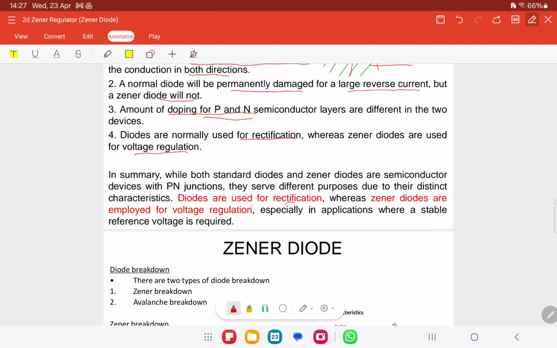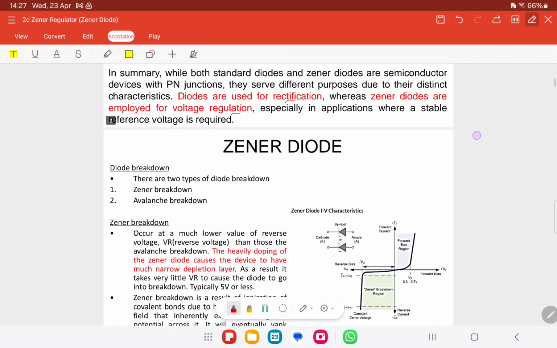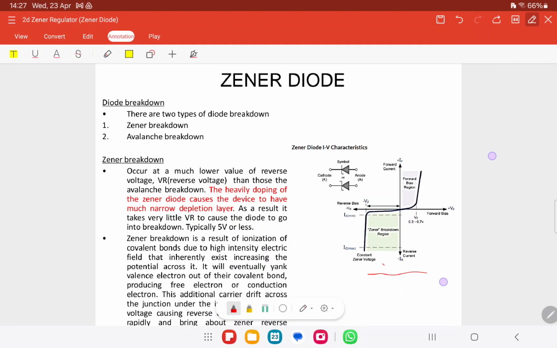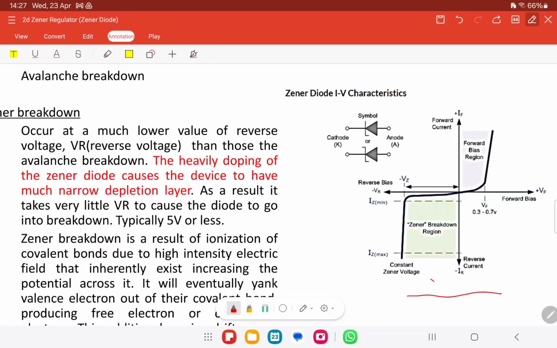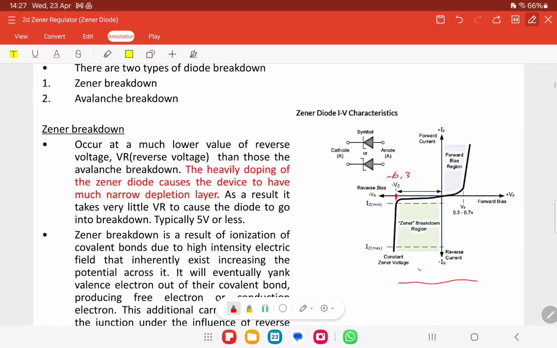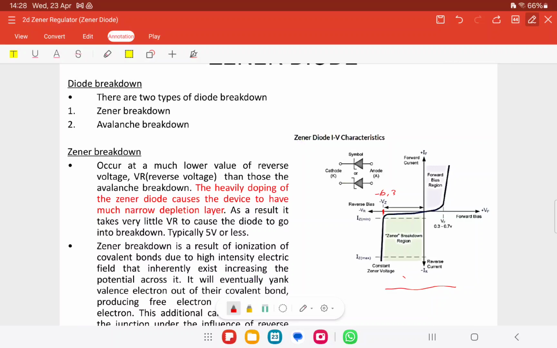This is the explanation as well. This is the IV characteristic that I drew earlier. This is VZ, ideally minus 6.3, but it is not minus 6.3 all the time. It is an ideal value, so it depends on the value in the particular circuit. This is for the Zener breakdown and avalanche breakdown. For the first one, we go for the Zener breakdown.